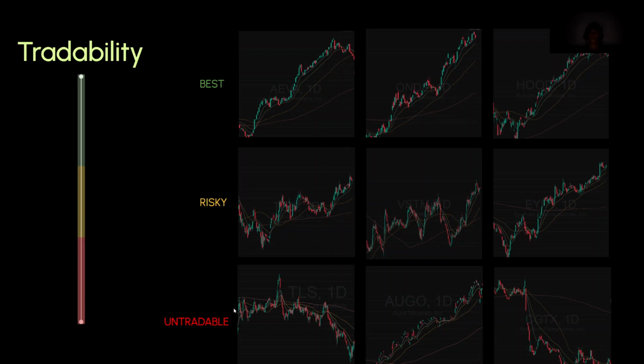And then untradeable are going to be if it's way too choppy and doesn't really have a clear cut when it's running or when it's consolidating. It can also be if it's too thin, or it can be if it has a history of gapping down. I'm just not interested in that.